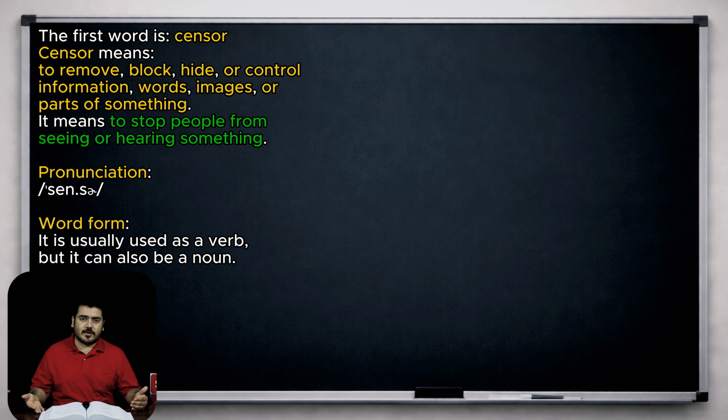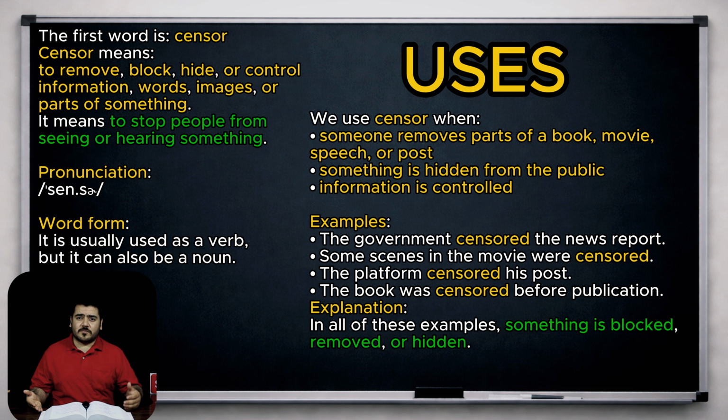The pronunciation: censor, censor. Grammatical nature: it is usually used as a verb, but it can also be a noun. We use censor when someone removes parts of a book, movie, speech, or post, or something is hidden from the public, or information is controlled.